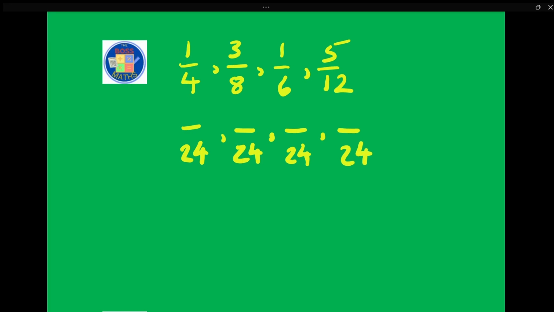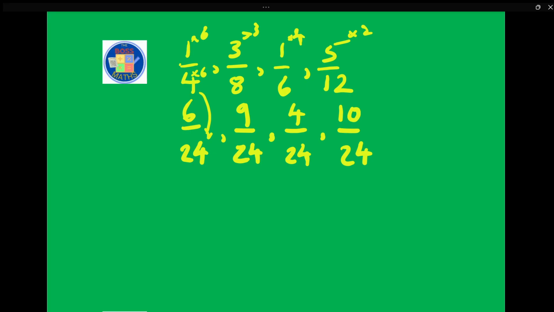Then ask yourself, what do you do to 4 to get to 24? We times by 6. 1 times 6 is 6. The next one, what do you do to 8 to get 24? We times by 3. 3 times 3 is 9. What do you do to 6 to get 24? You times by 4. So 1 times 4 is just 4. And the last one, 12 to 24, you times by 2. 5 times 2 is 10. And we have our 4 equivalent fractions.